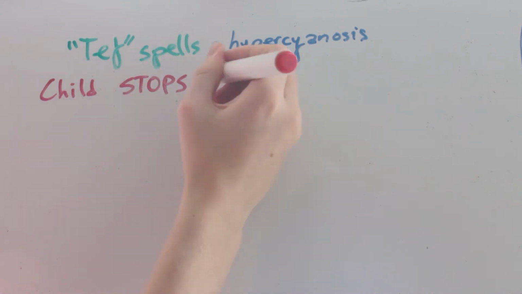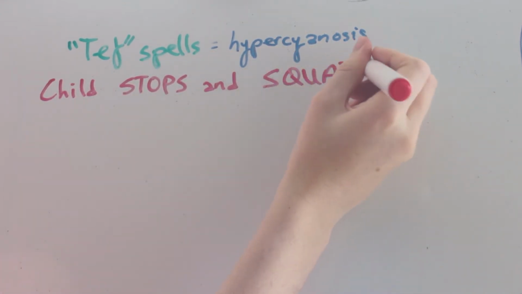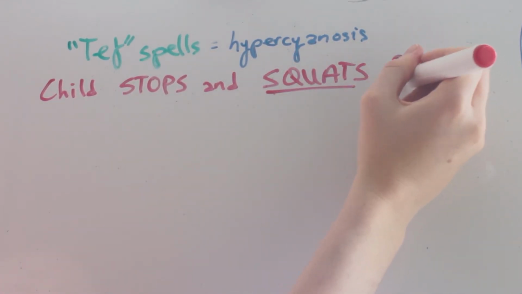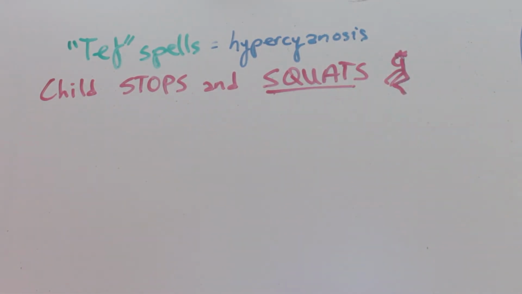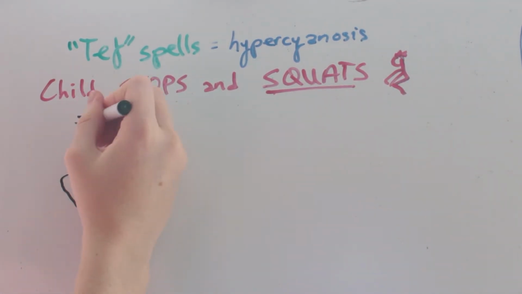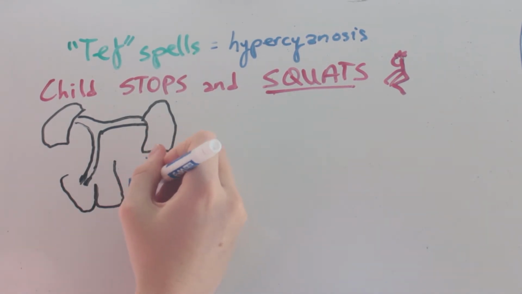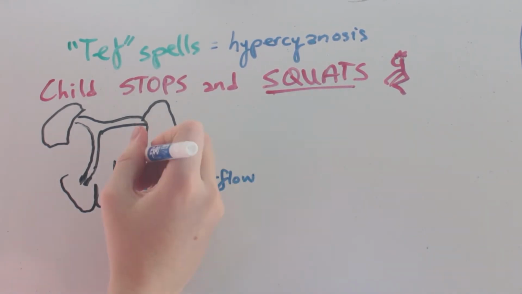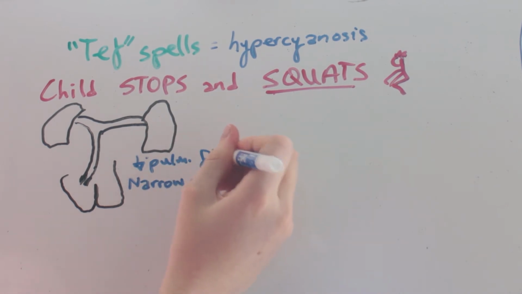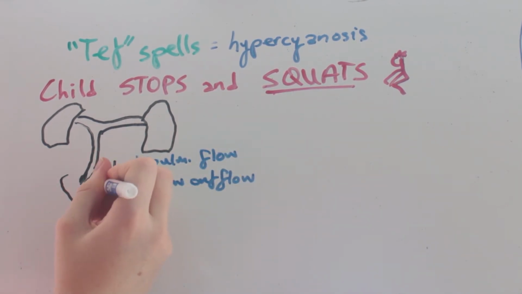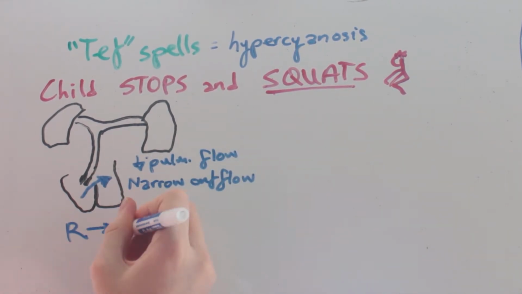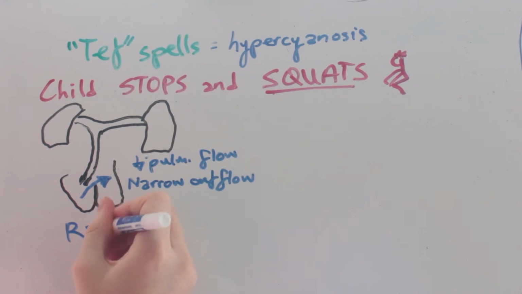So what are they? It's when a child stops and squats, usually during exercise and usually in toddlers. Now the reason behind this is because we have a narrowed right ventricular outflow, which means that pulmonary blood flow is effectively reduced, and the ventricular septal defect creates a large right to left shunt.